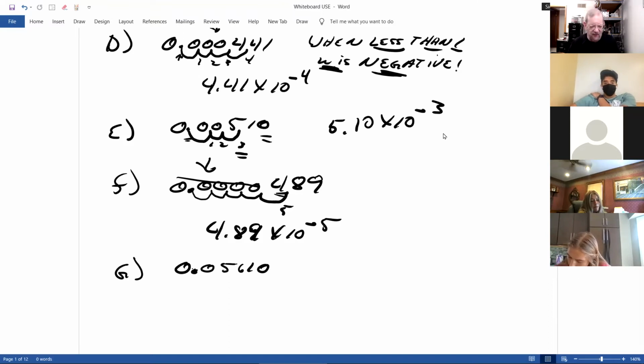Here's our decimal point. This number is less than 1, but either way, we move the decimal to the right of the first non-zero number, 1, 2. Now, all lead zeros I drop, so 5.61. Zeros after the decimal point, we keep. And we moved it 1, 2, and since it's less than 1, the exponent is negative.